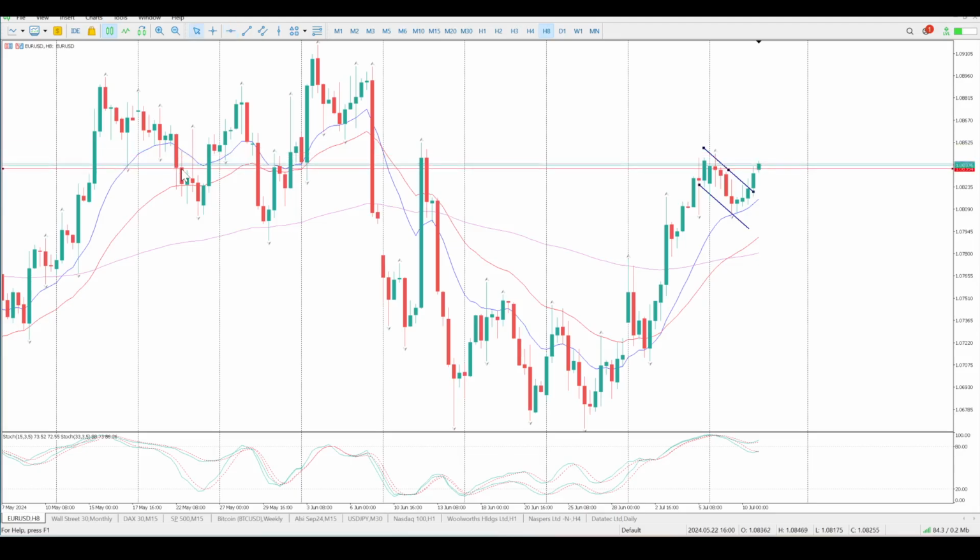I just want to get some levels in on the 8 hour here. That's the zone that we're in, 1.08354 and 1.08431. I'd want to see us get above this 1.08431 and retest for confirmation that this is a flag.